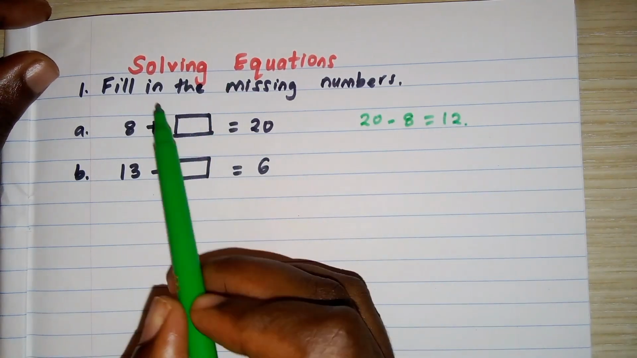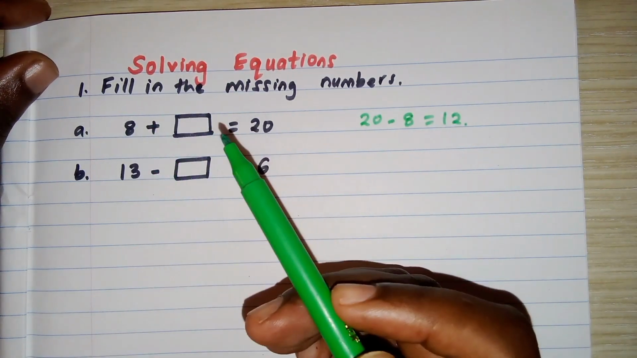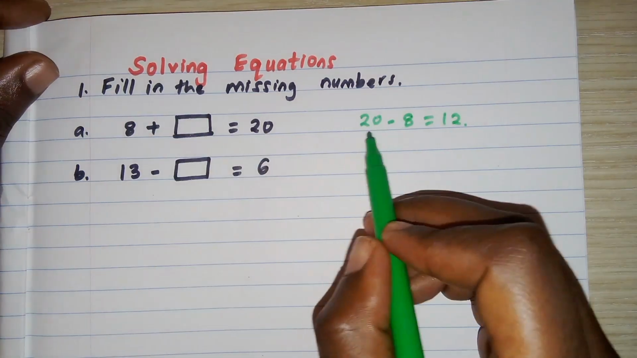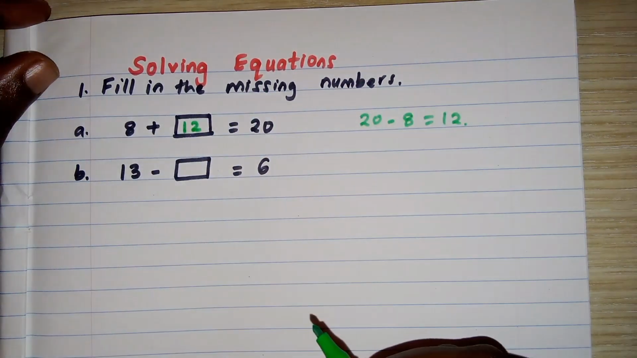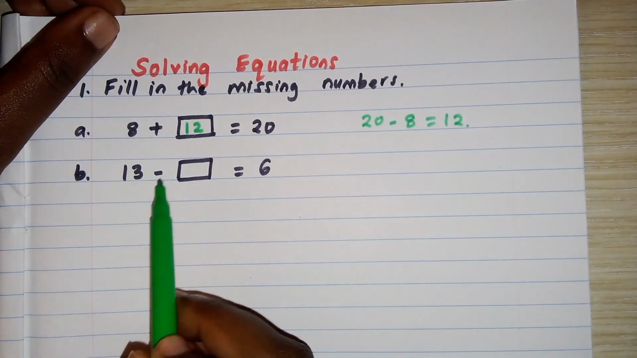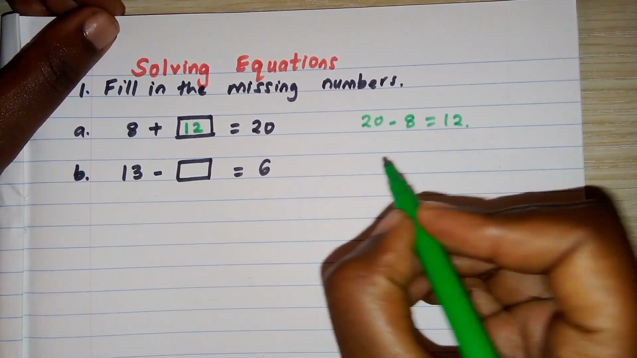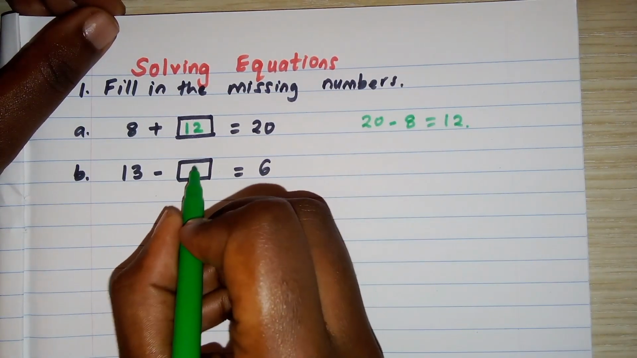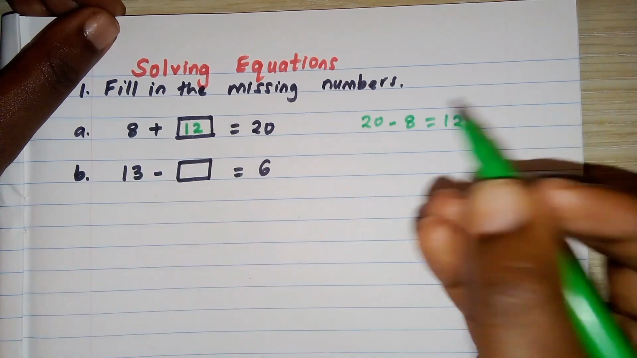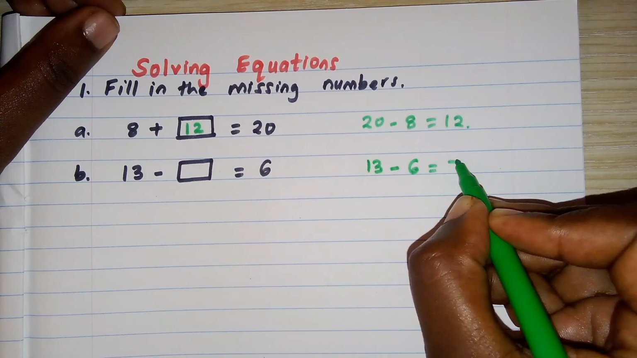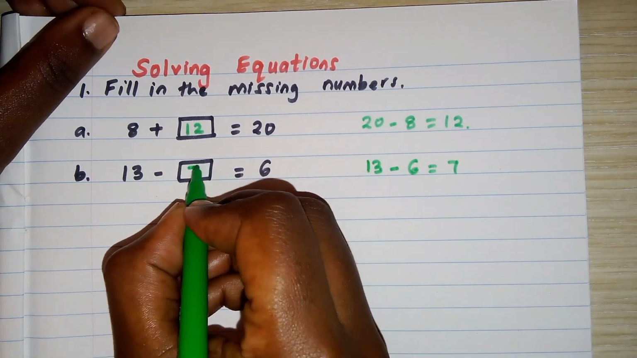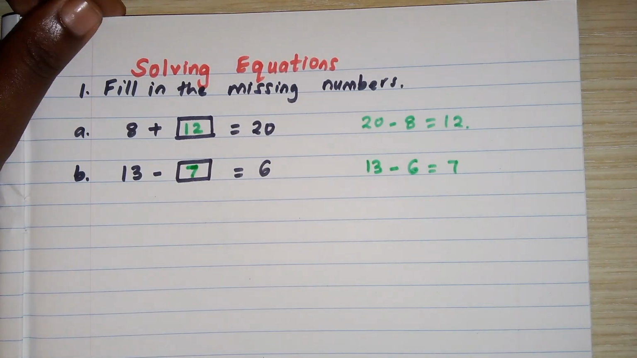So in algebra, you do the opposite of the sign they've given you to find this number. 20 minus 8 equals to 12. Therefore, 8 plus 12 equals to 20. Part B, we have 13 minus something will give us 6. So definitely the number will be smaller than 13. So here we just minus. So 13 minus 6 equals to 7. Therefore, the answer is 7 there.